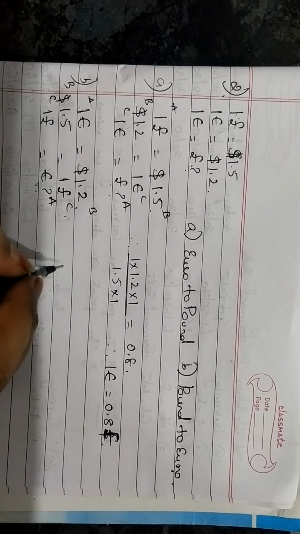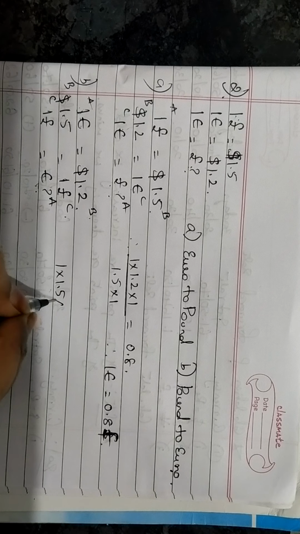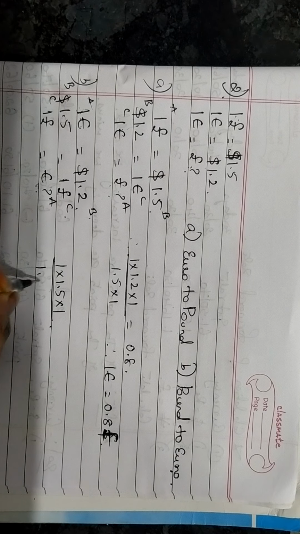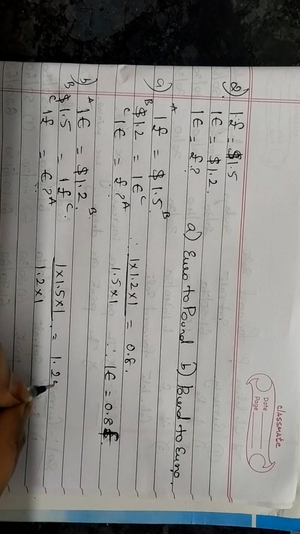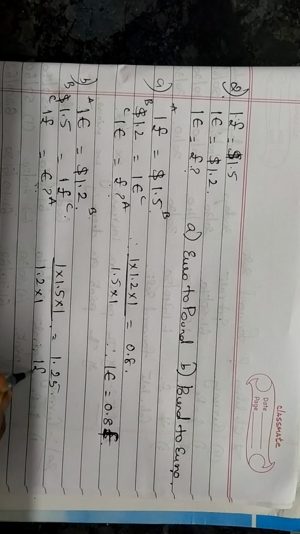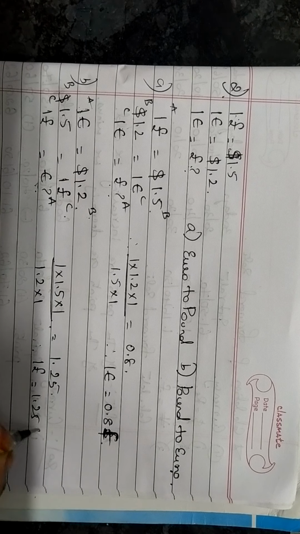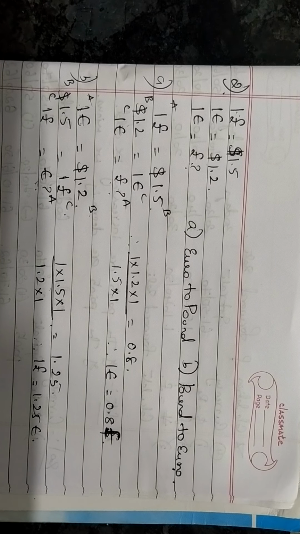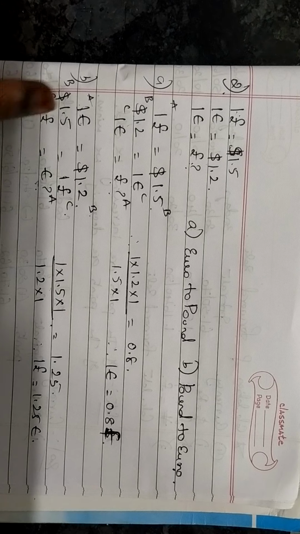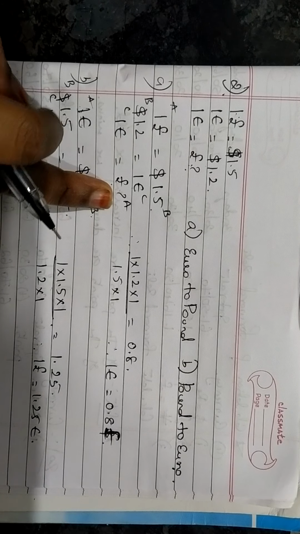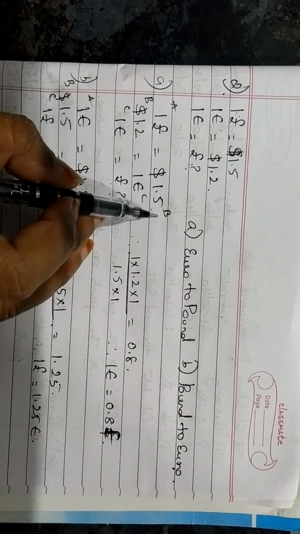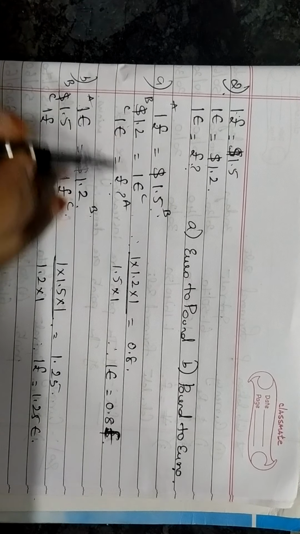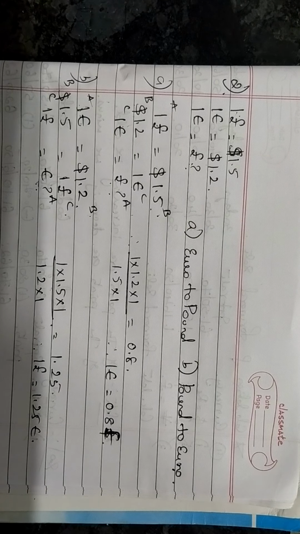So how will you do now? 1 into 1.5 into 1 divided by 1.2 into 1. So 1.5 divided by 1.2, you will get 1.25. What is that? 1 pound is equal to 1.25 euros. So this is how you have to calculate. Your only intention is that these two should be equal. To make this equal, you can change the rule. But A should be equal to A, B to B, and C to C. That you have to remember, okay?